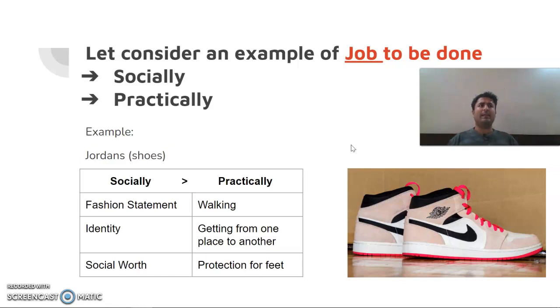And he was trying to meet a job that had more to do with the social aspect of a job that any shoe or any accessory does. It created a fashion statement. It created a strong identity for the people who are wearing it, and it increased a person's social worth when wearing such shoes. That's why the shoes are so expensive, but people still buy them, because there's this social aspect of a job that is being nailed by these shoes.